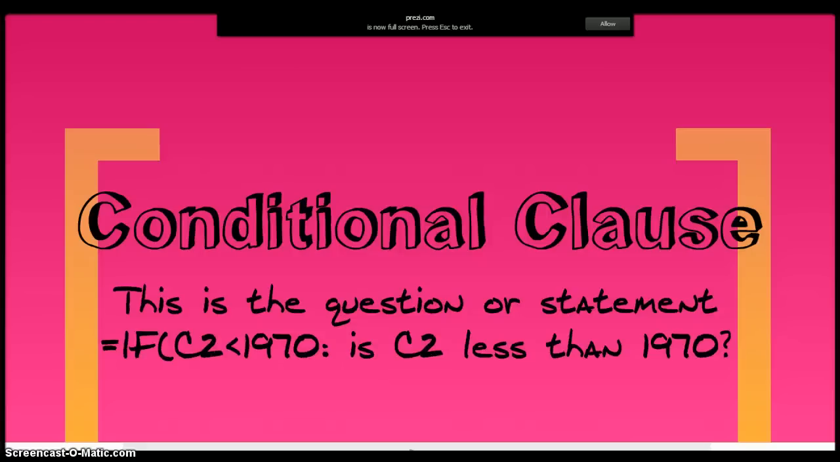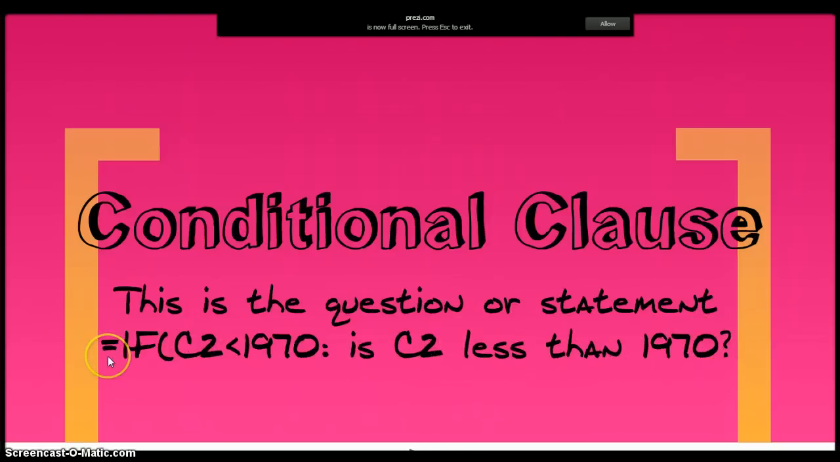The first part of our function is the conditional clause. And again, I said that there were three clauses, and the first one is the conditional clause. This is going to be a question or statement. So this is an example of the first part of the function that you see here. And this is the way that you would read it.